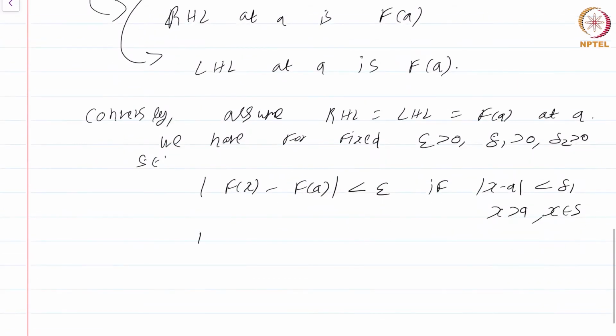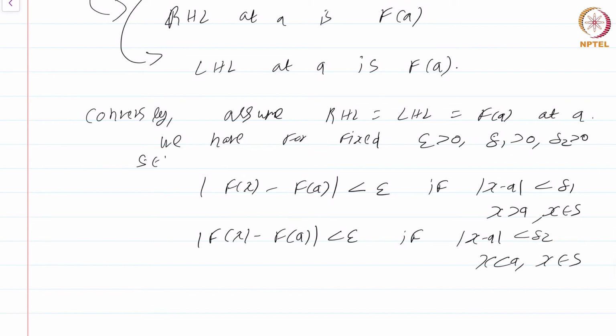Similarly, mod f of x minus f of a is less than epsilon if mod x minus a is less than delta 2, x less than a, and x coming from S. I have just translated the left hand limit existing at the point a and the right hand limit existing at the point a into these conditions.